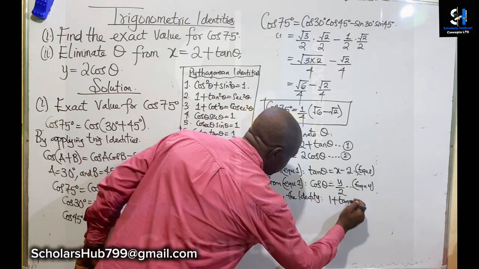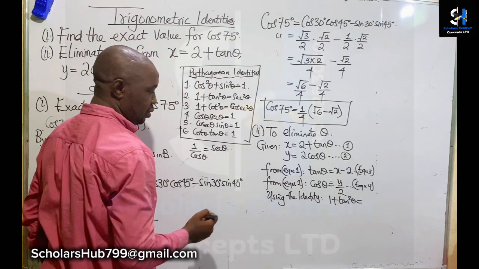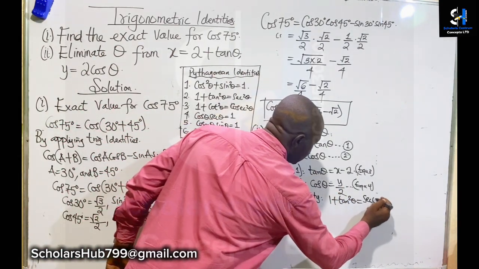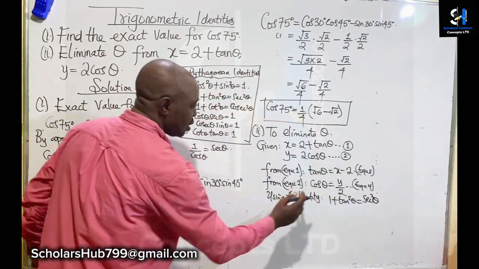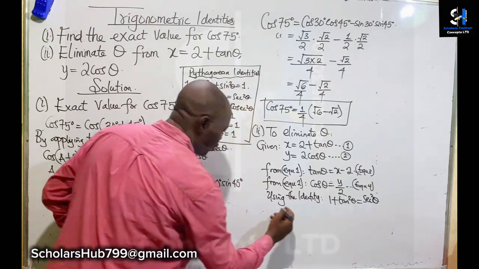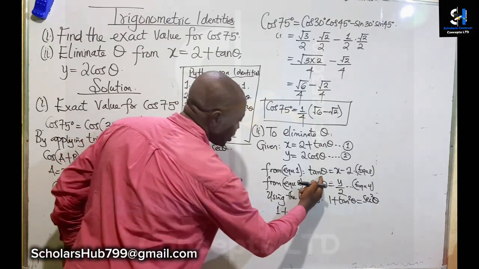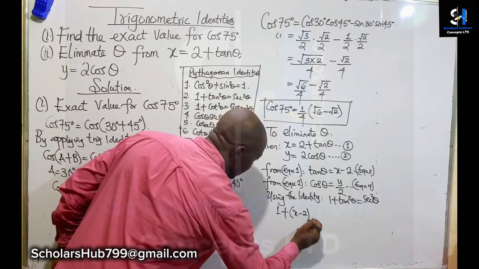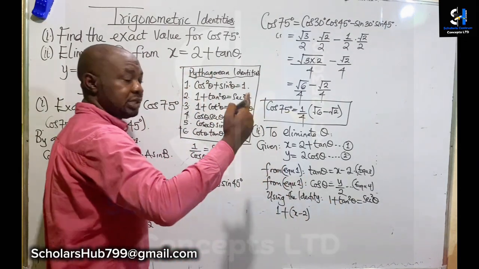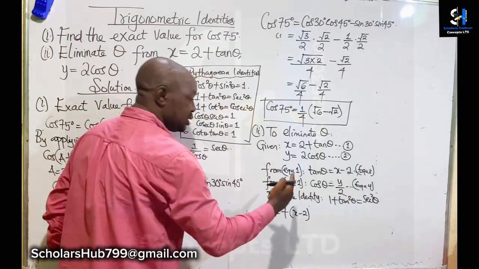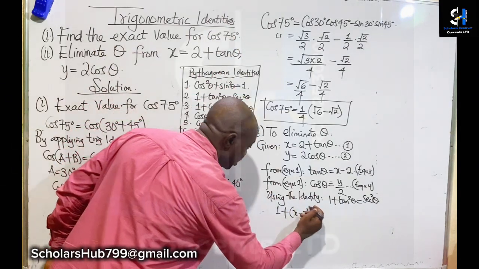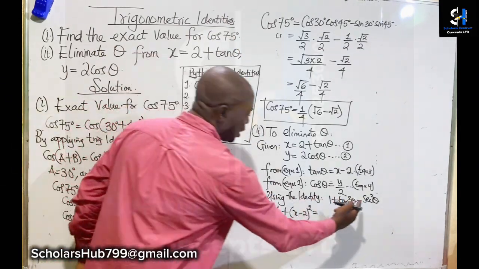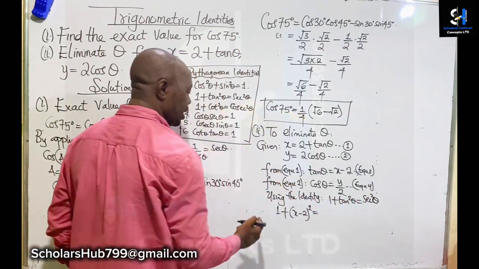1 plus tan²θ equals sec²θ. So it means that 1 plus tan²θ, so that will be 1 plus, what is tanθ? That will be x minus 2, okay, x minus 2. Then when we say tan²θ, that means it will be tanθ raised to the power of 2. So we are going to raise this to the power of 2. Now sec²θ, you know, sec²θ.